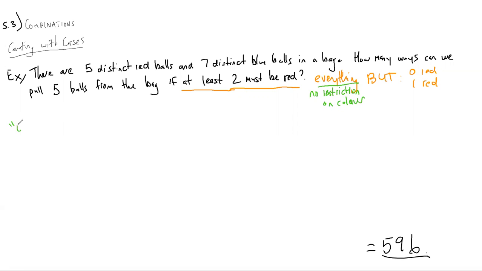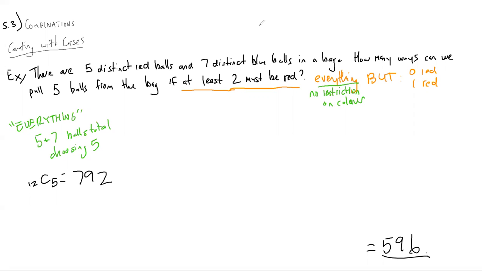So everything is the 5 plus 7 balls total, and we're choosing 5. So that will be 12 choose 5, which is 792. And then we're going to deal with the 2 reject cases.